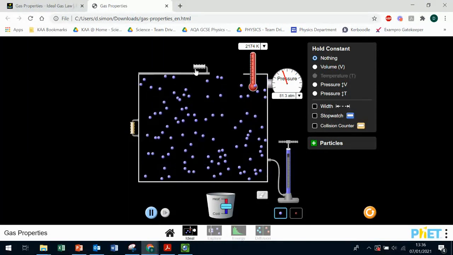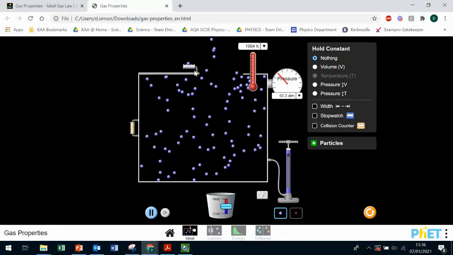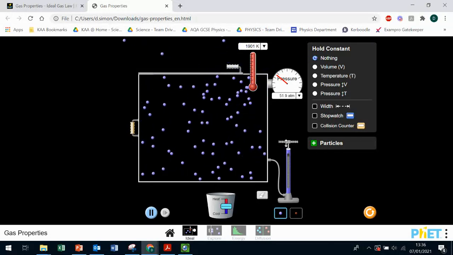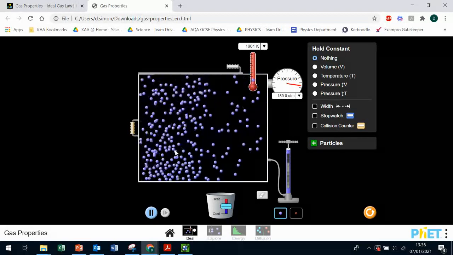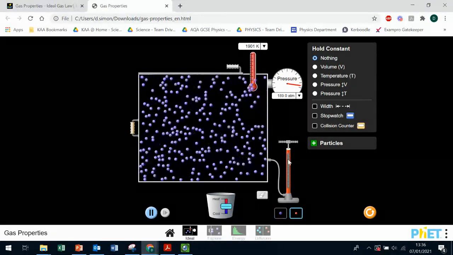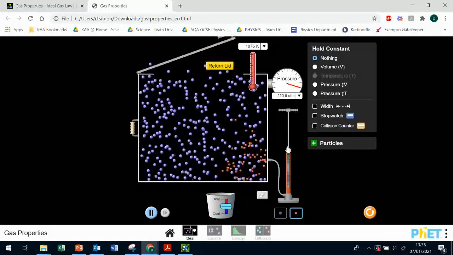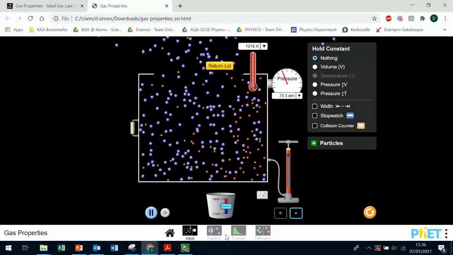You could, if you wanted to, open the lid and you can see what happens to the pressure as particles start to leave. We can add more molecules, and then we can see that we're going to have more collisions in a fixed time, therefore the pressure increases. We could, if we wanted to, add a second lighter element and see what happens.